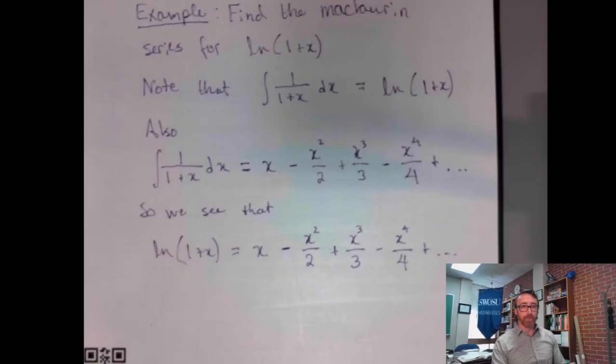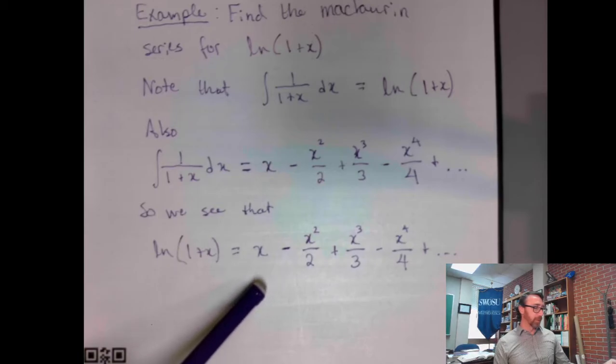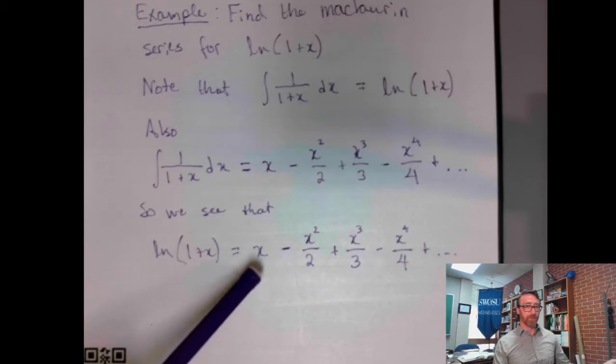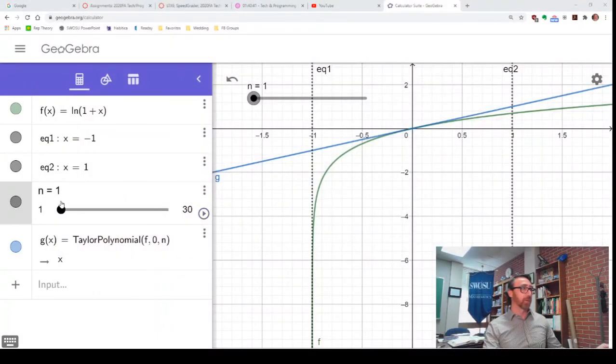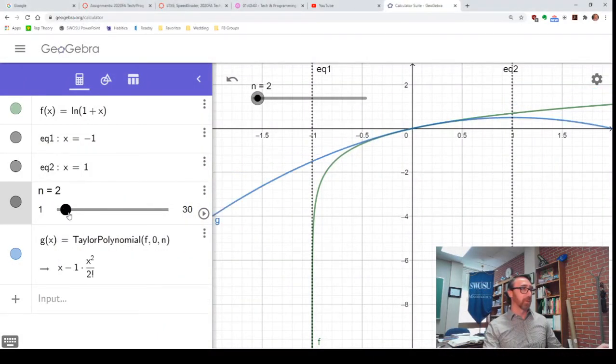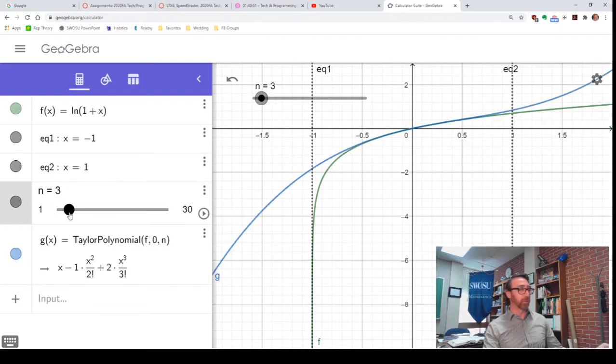Sorry, Maclaurin polynomial. But a Maclaurin polynomial is a Taylor polynomial centered at 0. Okay, notice the first term, x. Let's see, is the next term going to be negative x squared over 2? Let's go and check it out. Oh, okay, negative x squared over 2. Okay, let's do some more. I'm supposed to get plus x cubed over 3.